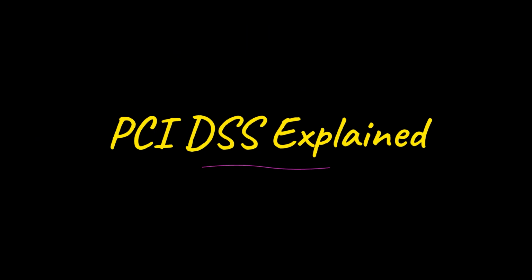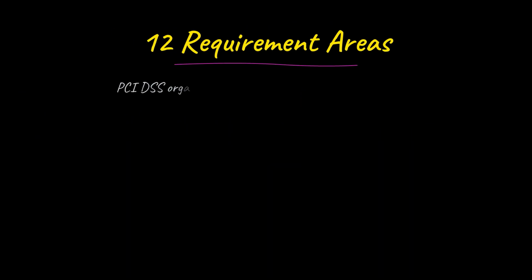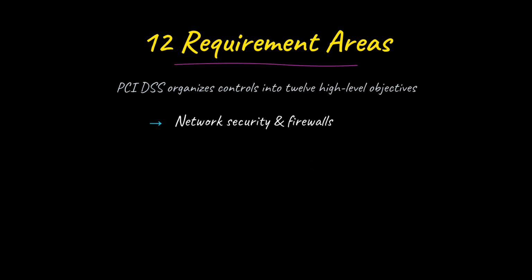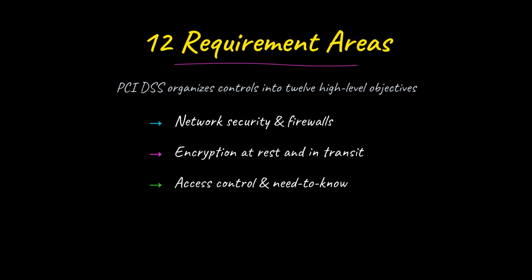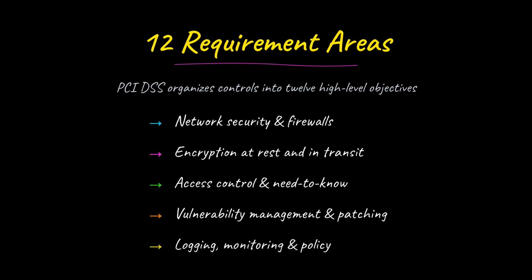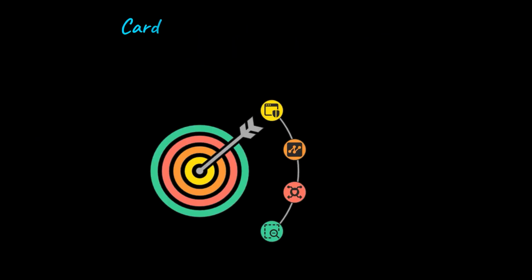Unlike a law, it is enforced through contracts between card brands, acquiring banks, merchants, and service providers. Non-compliance can mean fines, higher transaction fees, or losing the ability to accept card payments entirely. The standard organizes its controls into 12 requirement areas. These cover network security, encryption of cardholder data both at rest and in transit, strict access control, vulnerability management, and ongoing logging and policy enforcement. Every requirement comes with detailed testing procedures that auditors verify.